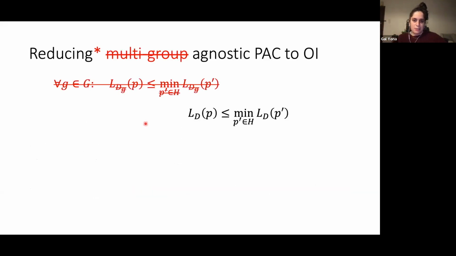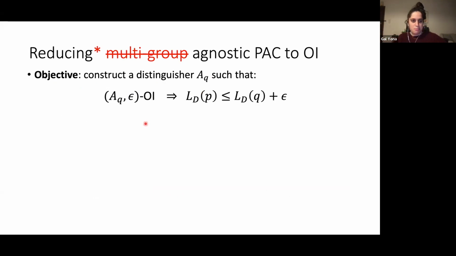Okay, so what do I want to do? Basically, I want to construct a distinguisher A sub Q, such that if P satisfies OI with respect to A sub Q, then I have this inequality: the loss of P is not much greater than the loss of Q. So just a single distinguisher, not a family. Yes, this is going to be a single distinguisher that gives me the thing on the right, and then I can just take a family of distinguishers A sub Q, one for every Q in H. So this is a building block.